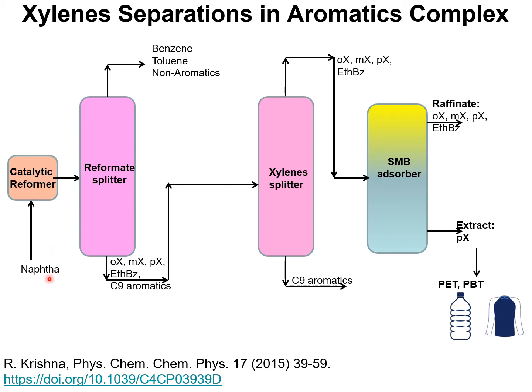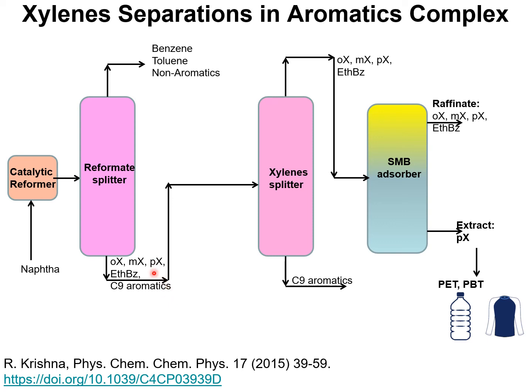In the petrochemicals industry, the paraffins and naphthenes in straight-run naphtha are converted to the desired aromatics in a catalytic reformer. The products from the catalytic reformer are distilled to separate the benzene, toluene, and non-aromatics from the C8 and C9 aromatics that are recovered from the bottoms of the reformate splitter.